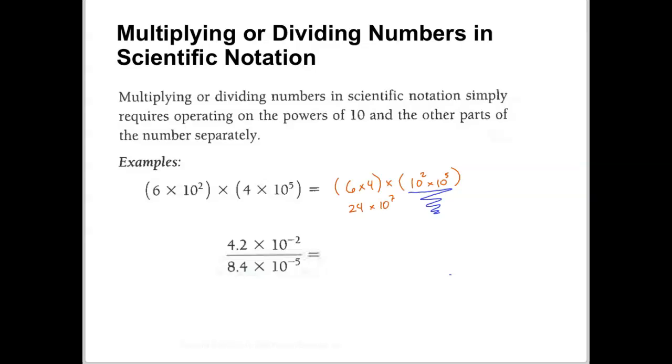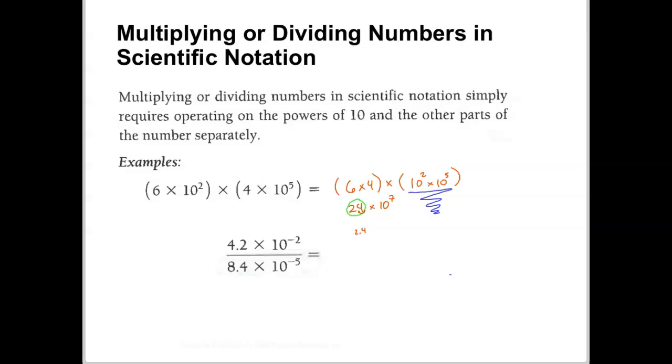Is this in scientific notation? Just give me a yes or a no. Is this in scientific notation right now? 24 times 10 to the 7th. No. Reason being, 24 is not a number between 1 and 10. So we can write 24 in scientific notation by moving the decimal.